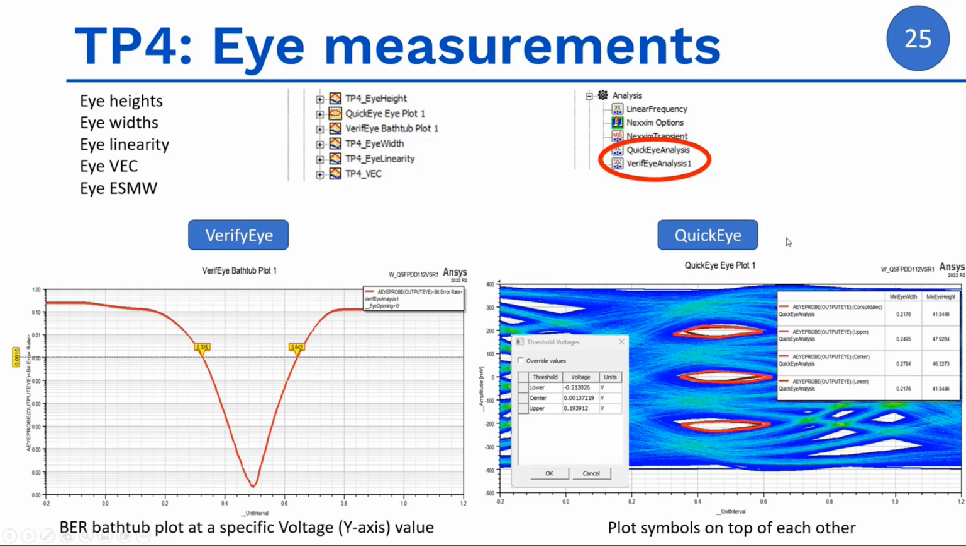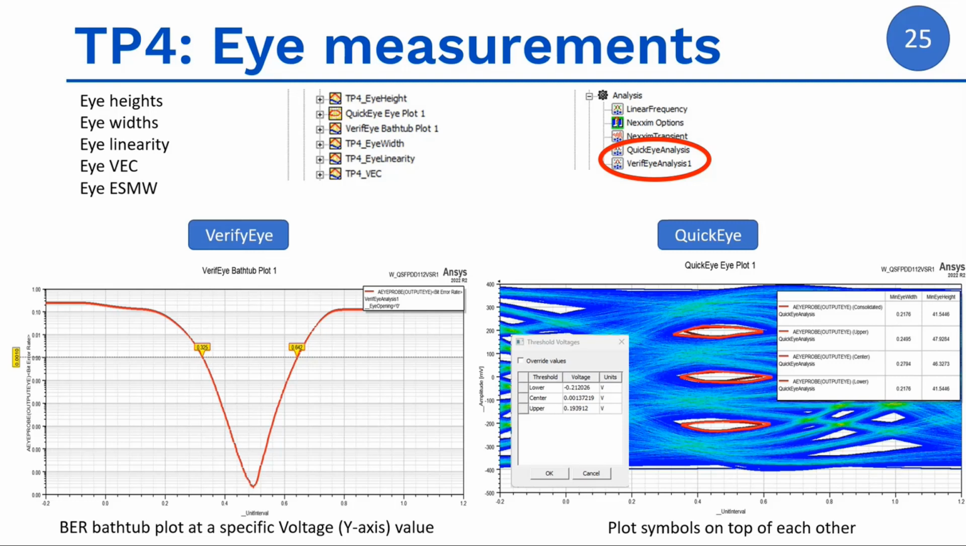So how about the quick eye? The quick eye simply displays the PAM4 eye diagram, or the NRZ eye diagram, which is similar to what you see here at the bottom corner. That's why we call it quick eye, because it simply plots all the signals on top of each other. That's all it does. As simple as that. It doesn't do any calculation.